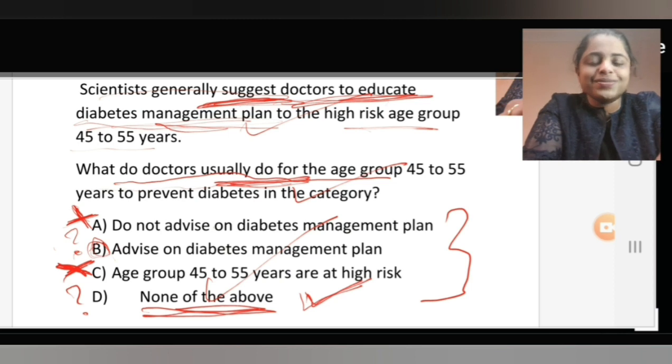So guys, please use this skill whenever you practice part C. Okay. So I hope you understood how to use skill number 1 effectively.